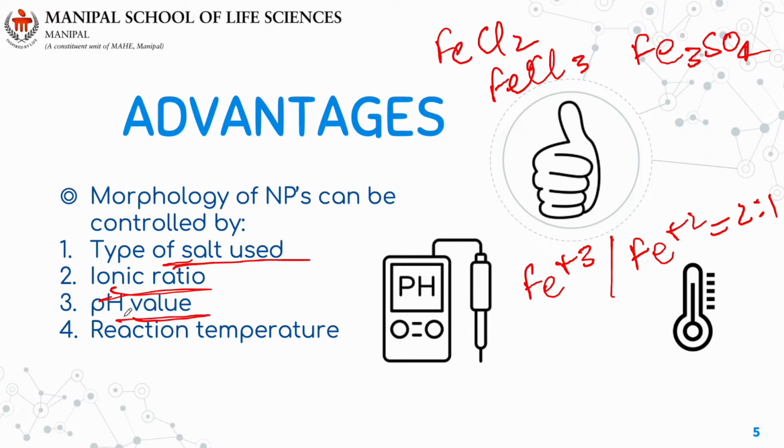pH value: as I told, in our example we took the optimum pH value of 10. But the pH value can be varied from 8 to 14, and depending on the pH value, the morphology of the nanoparticles can be controlled.